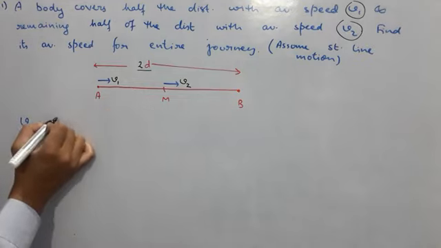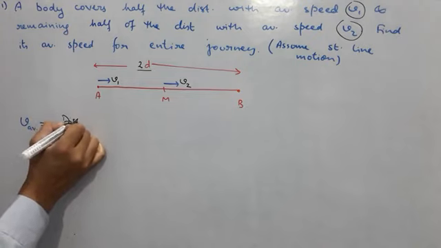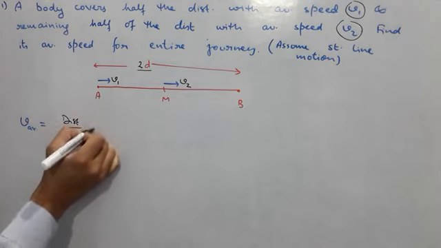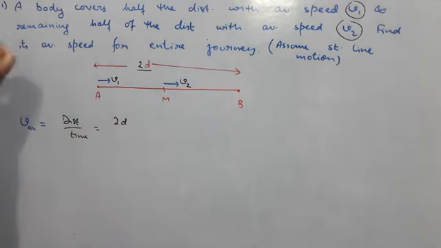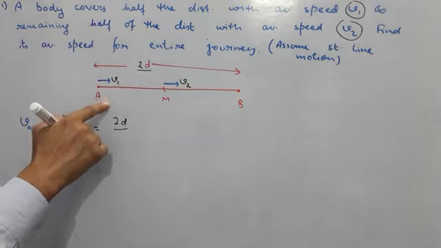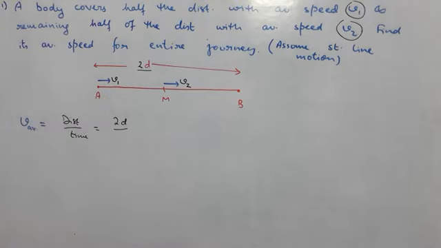Average speed from A to B, you know the students' formula: total distance by time. Now what is the distance from A to B? I have assumed it as 2d, so I will write 2d. Now what is the time to move from A to B? We don't know, we have to calculate.